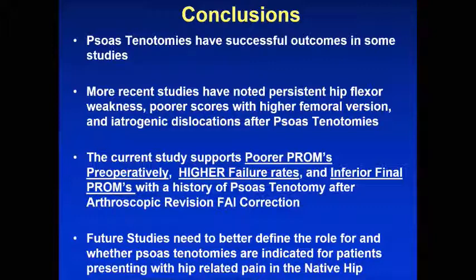The current study supports poorer patient-related outcome measures at presentation, higher failure rates, and an inferior final patient-related outcome measure with a history of psoas tenotomy or a concurrent psoas tenotomy with an arthroscopic revision FAI correction. And certainly, future studies need to better define the role for, and whether psoas tenotomies are indicated for, patients presenting with hip-related pain in the native hip.